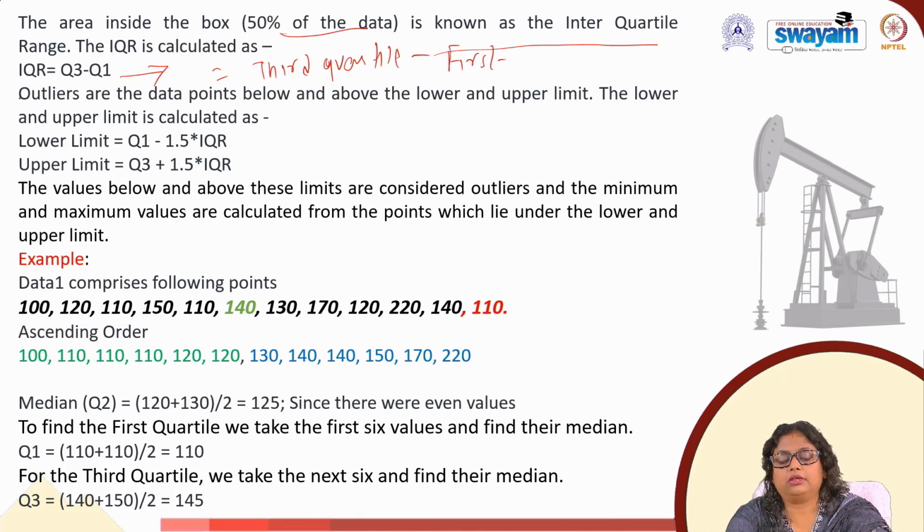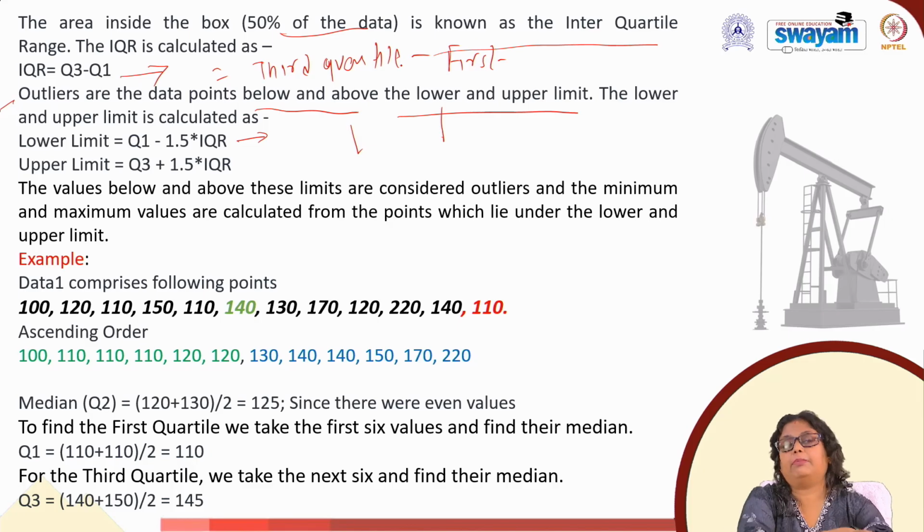Now the outliers. Outliers are the data points below and above the lower and upper limit. So what are the lower and upper limits, and how do we calculate them? First we calculate the lower limit, and then the upper limit. Once you have both, the data points below and above the lower and upper limit are considered outliers. The lower limit is calculated using this empirical formula, and the upper limit likewise.